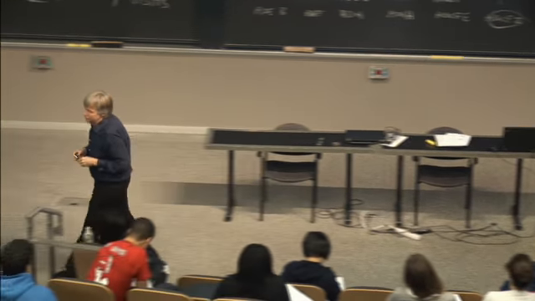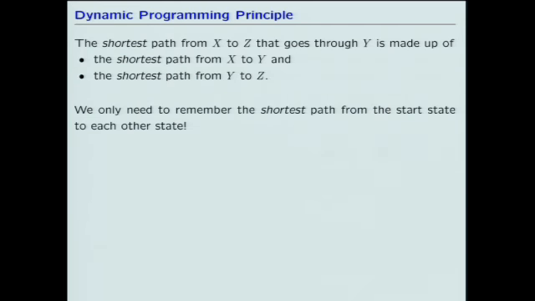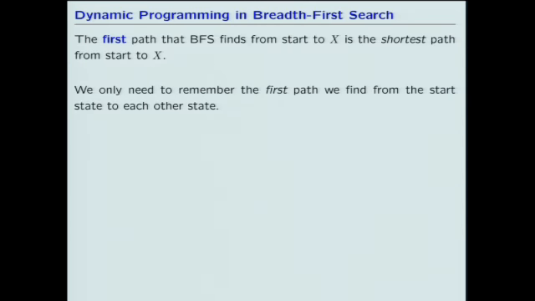So there's another idea that we can use, which is called dynamic programming. The principle is, if you think about a path that goes from x to z through y, the best path from x to z through y is the sum of 2 paths, the best path from x to y and the best path from y to z. If you think about that, that has to be the case. And if we further assume that we're going to do breadth first, then the first time that we see a state is the best way to get there.